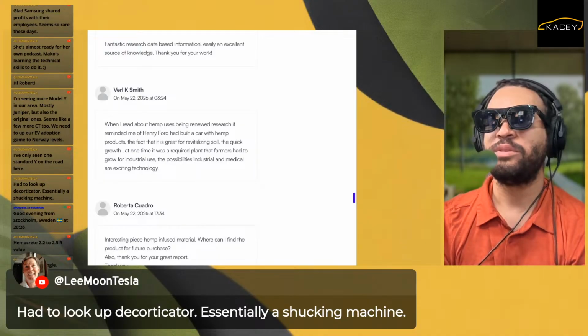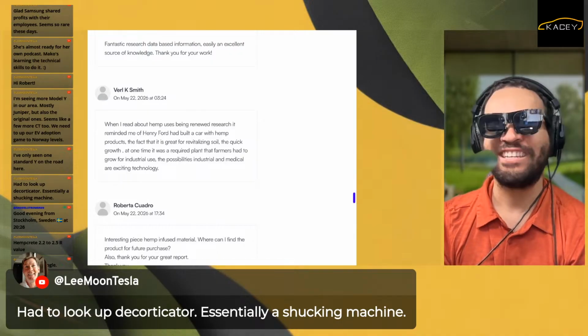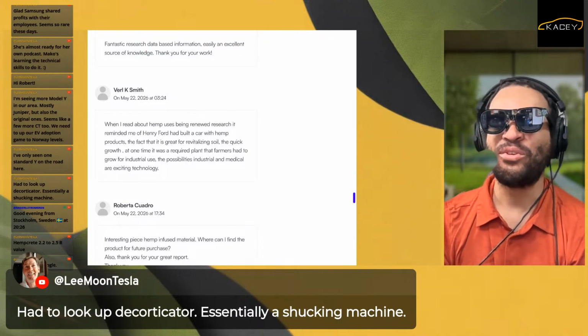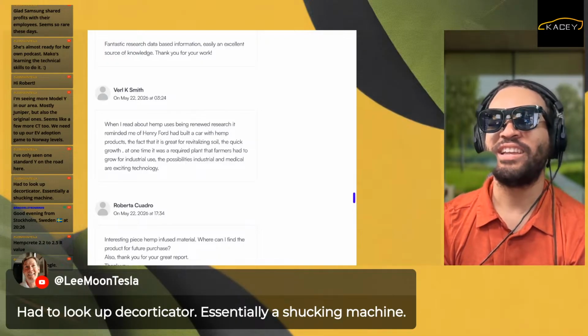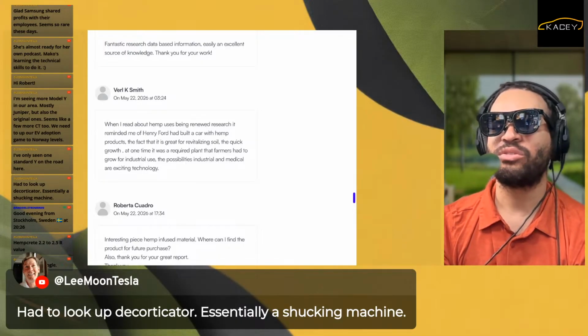So hempcrete performs similar to dense-pack cellulose or mineral wool, but with carbon sequestration, moisture buffering, mold resistance, and thermal mass effects. It's not a structural material, so the R-value is for the infill only.